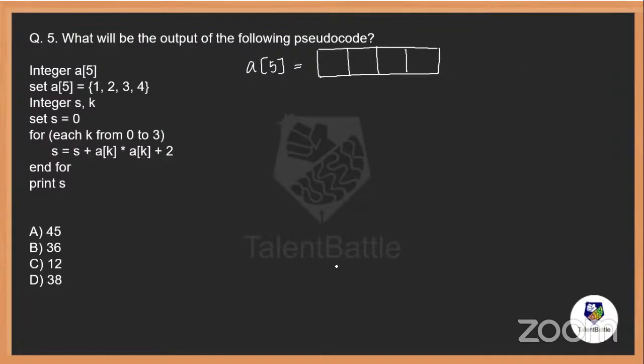Okay, so as per the provided, 0, 1, 2, 3. Size is 5, so we can add one more block here, but values are given only 4. So I am only taking that much case. 1, 2, 3, 4.